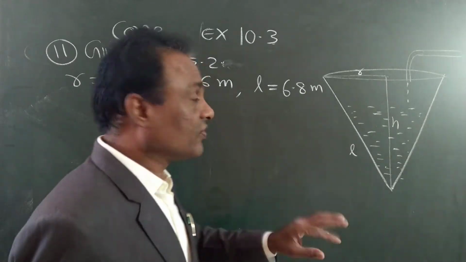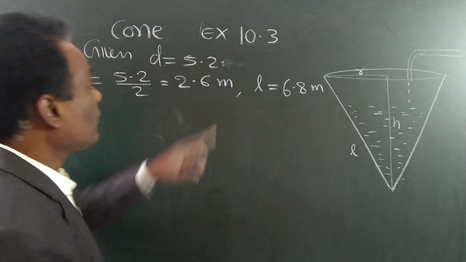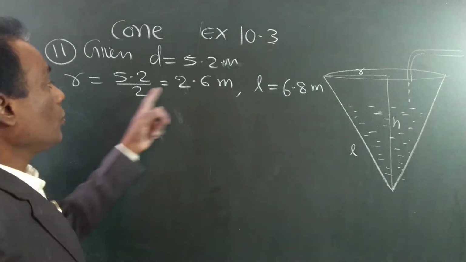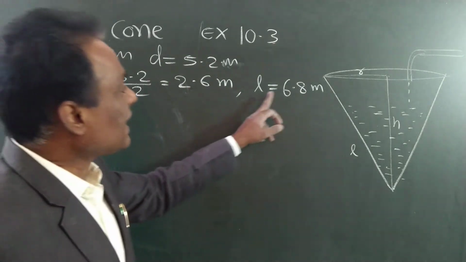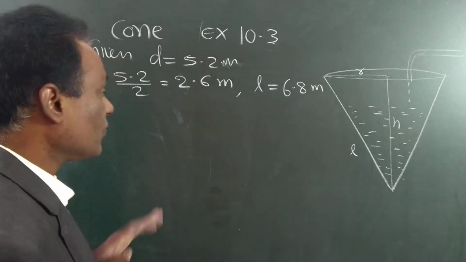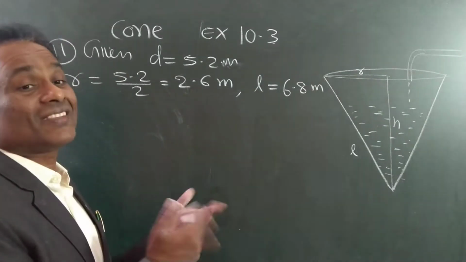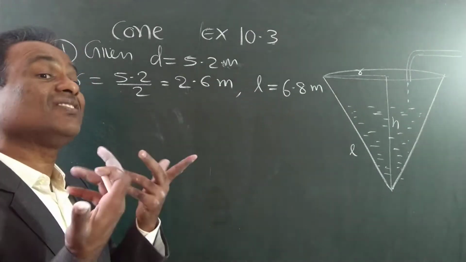So for that, what is given? Diameter is given, 5.2. So divided by 2, 5.2 by 2 is 2.6 meters radius. L is given, 6.8. Our volume formula is 1 by 3 pi r square h, but h is not given. L is given, h is not given.